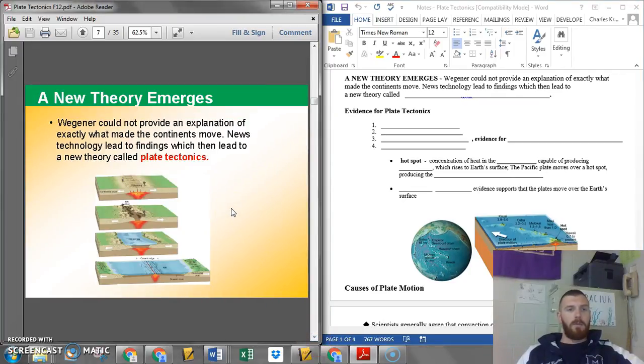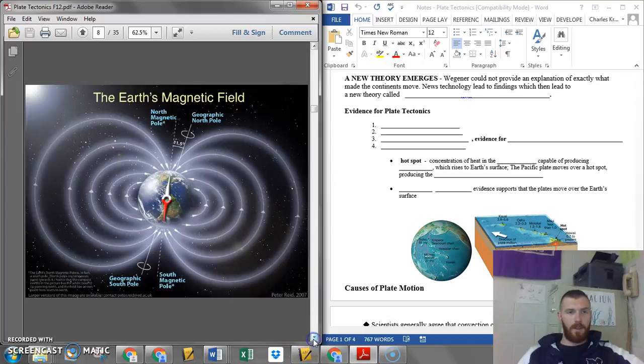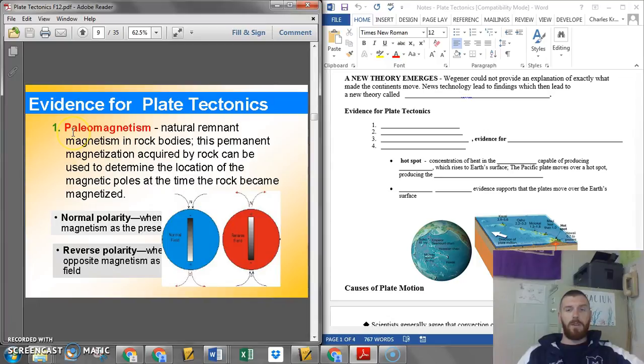So Wegener could not provide an explanation of exactly what made the continents move, but new technology led to findings which then led to a new theory that we now subscribe to called plate tectonics. So there's several evidences for plate tectonics. One is paleomagnetism, the natural remnant of magnetism in rock bodies.